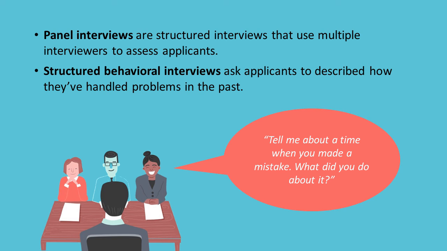Structured behavioral interviews ask applicants to describe how they handled specific problems in the past. Tell me about a time when you made a mistake. What did you do about it? When was the last time you gave feedback to an employee who was not performing up to standards? What did you do? Applicants are encouraged to answer these questions using the STAR method by describing the situation, the task or problem, the action they took, and the results of their actions.